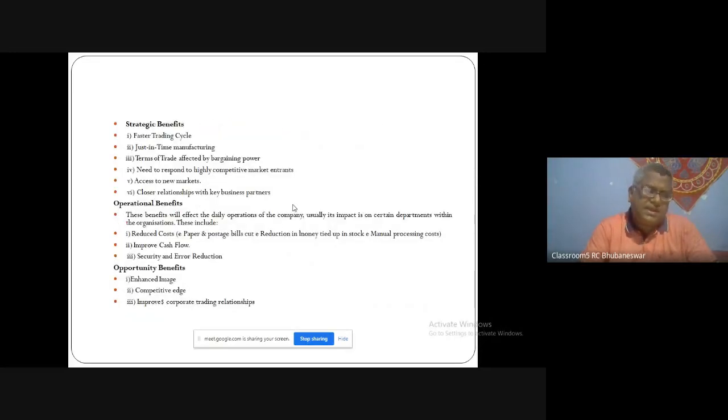There are different types of benefits: strategic benefits, operational benefits, and opportunity benefits. Through EDI, it is faster, it is just in time, and terms of trade can be easily known and you can assess new markets, closer relationships, reduced cost in operations, and security and error reduction. It enhances the image also, and it improves trading relations also. These are some of the benefits of EDI.